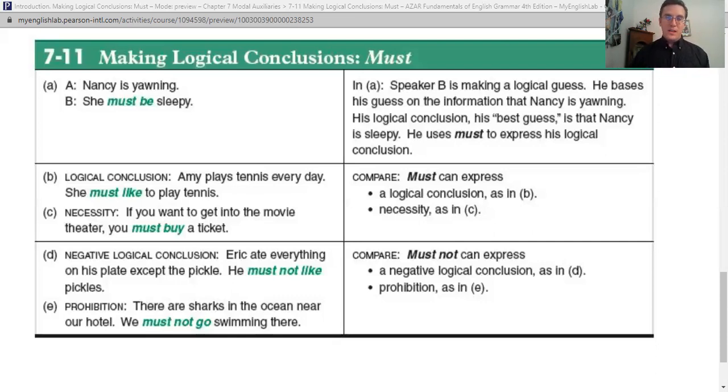Whereas in example D, we see he ate everything, but he left one thing on his plate. Why didn't he eat that? Well, he must not like pickles.